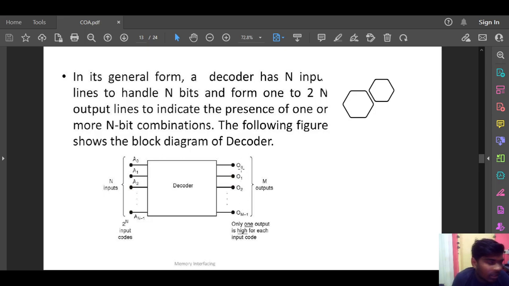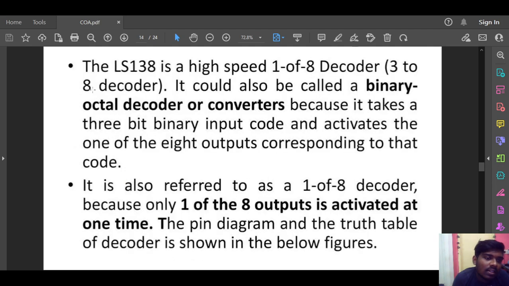It is ranging from 0 to m minus 1. The 74LS138 is a high speed 1 of 8 decoder, a 3 to 8 decoder. It could also be called a binary to octal decoder or converter because it takes a 3-bit binary input code and activates the one of the 8 outputs corresponding to that code.